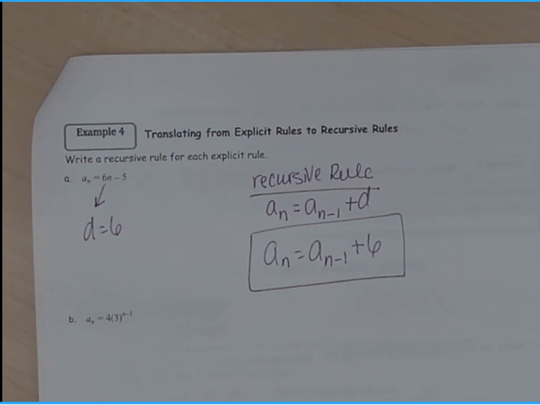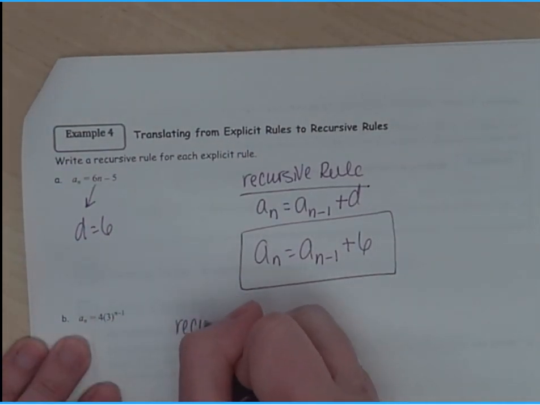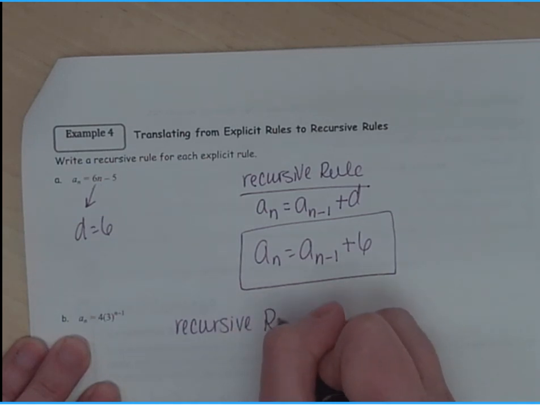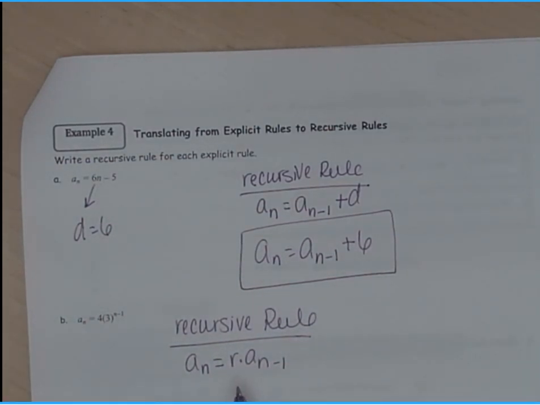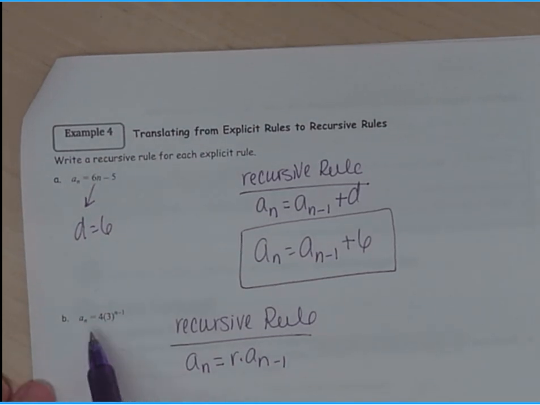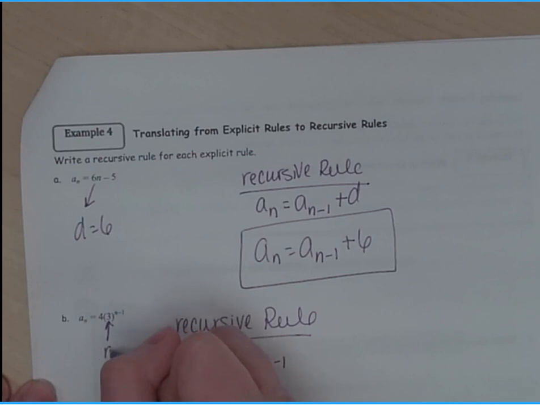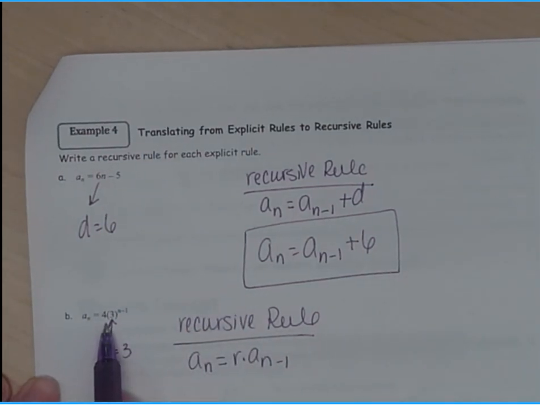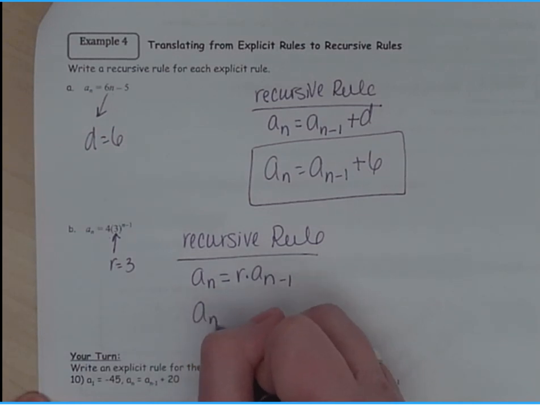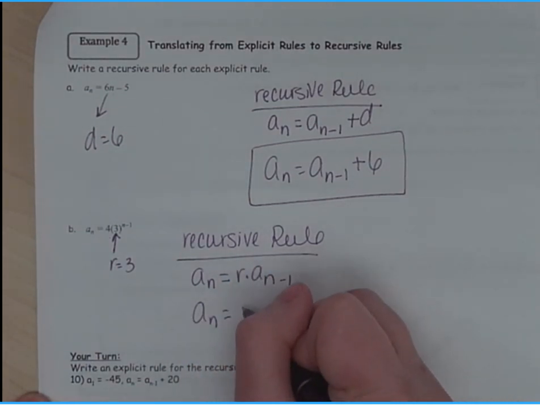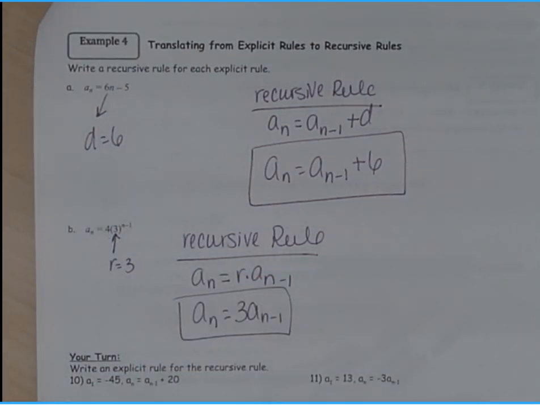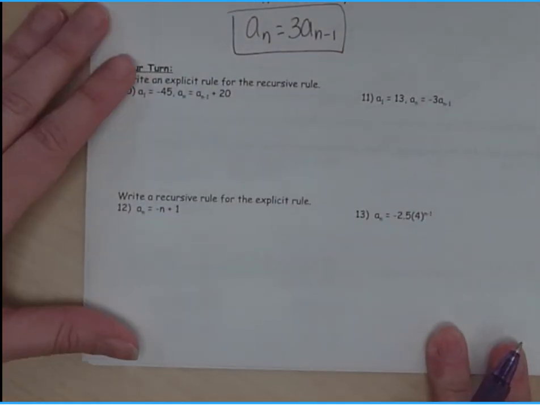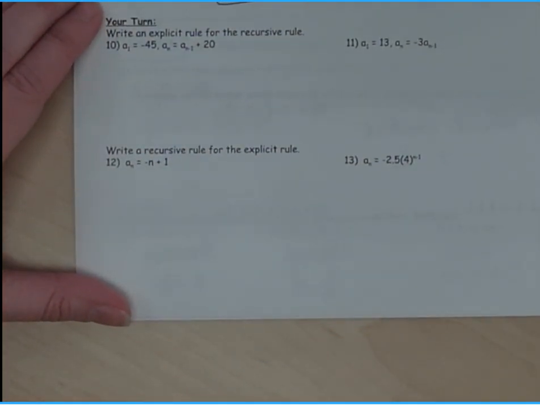That's it. Super cool. Now here I want the recursive rule, so let's figure out what I need to know. So I have a of n equals r times a of n minus 1. Okay, so let's see. I need to find the r, and as you recall, my r, my common ratio, is 3. So I have a of n is 3 times a of n minus 1. All right, it is your turn. Go ahead, hit pause, try these, and see how you do.